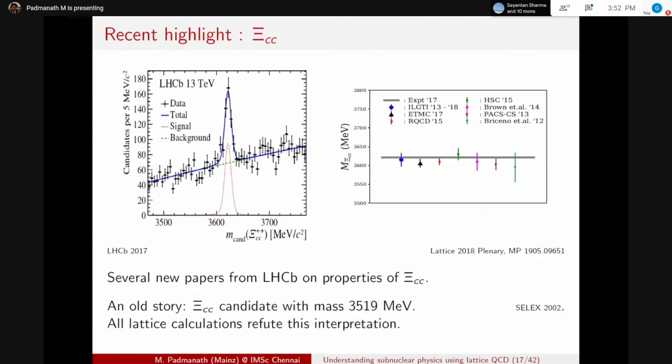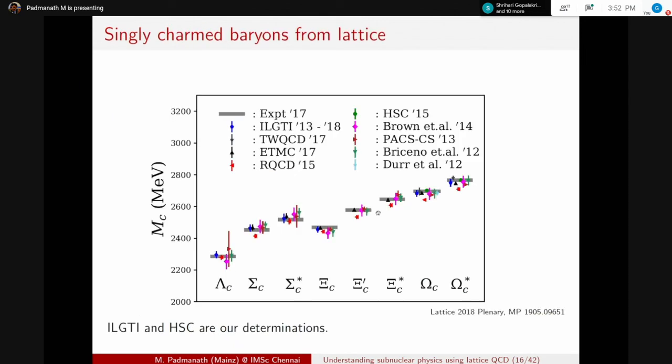Are these results all in the continuum limit, sorry? No, not all of them are in the continuum limit.